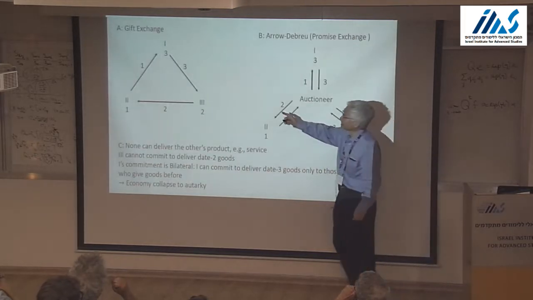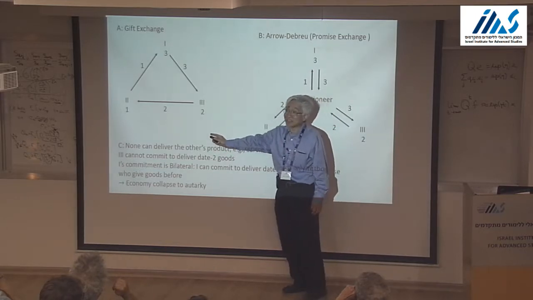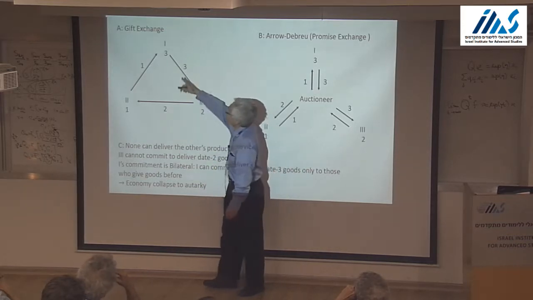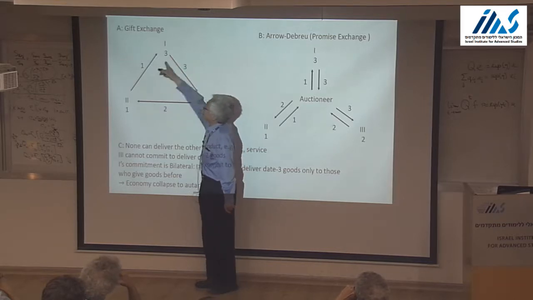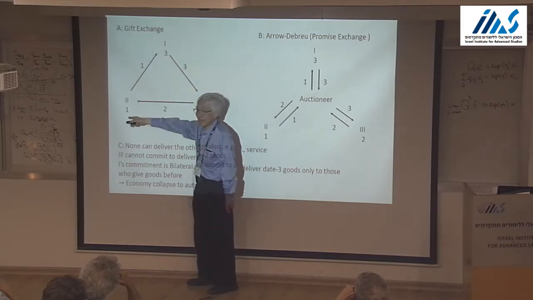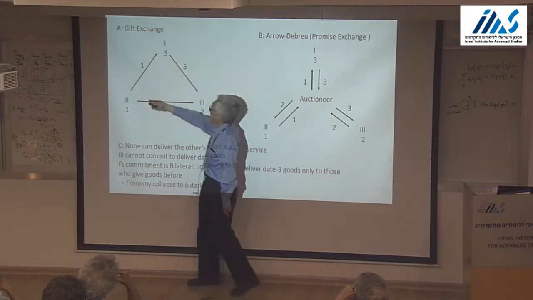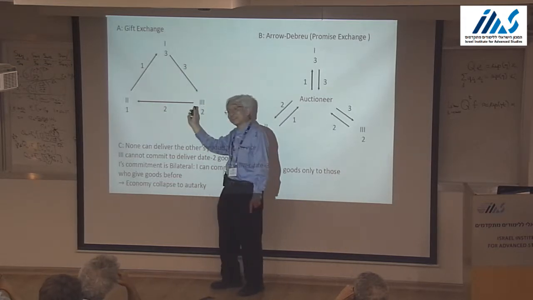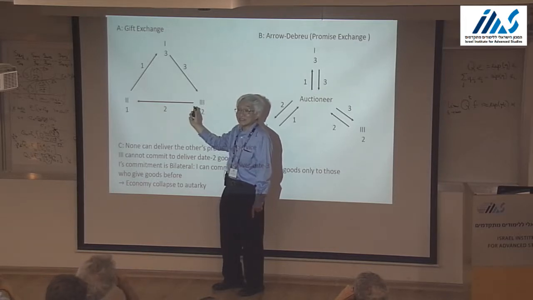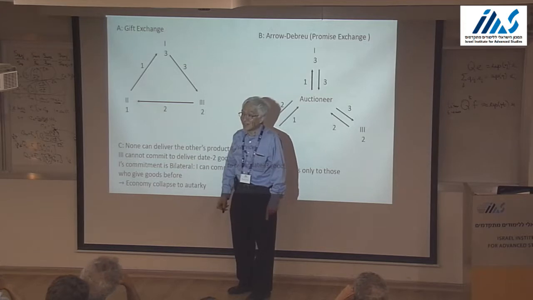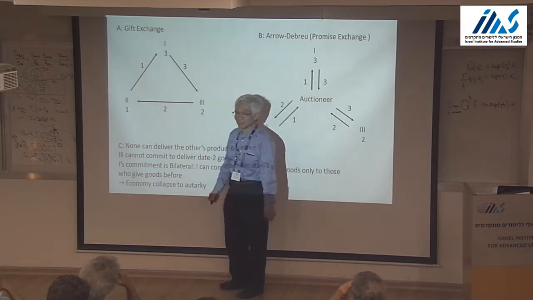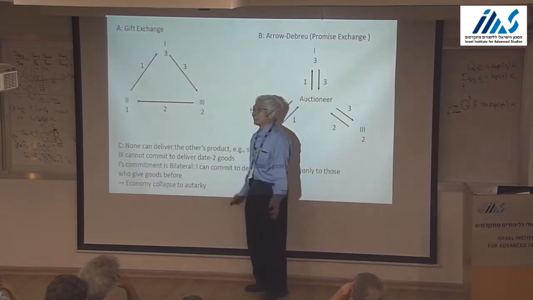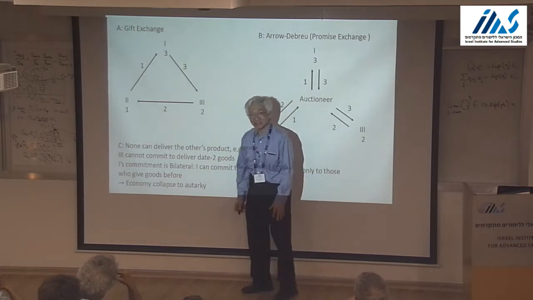The easiest one is actually gift exchange. Gift exchange is basically you give the gift to your neighbor who wants it. At date one, type two says, I will give you the gift. When date two comes, type three says, I can give you the goods. Then date three comes, and type one gives the gift to type three. This works beautifully, actually. Everybody gives the gift. This is like a holy land. You can call it the Jesus Christ solution: you just give the gift, whatever people need.